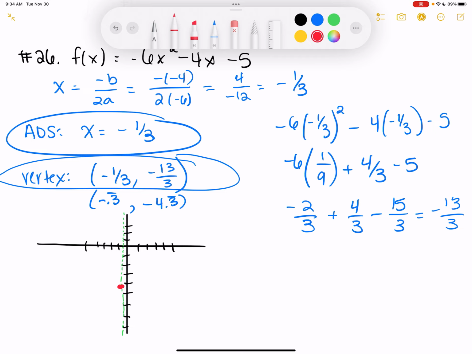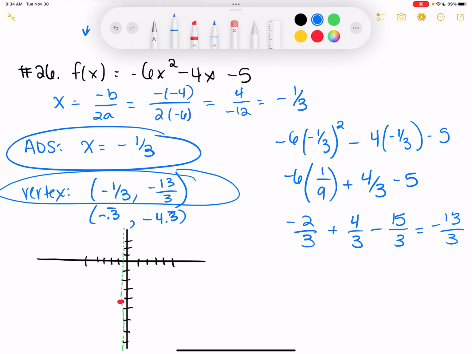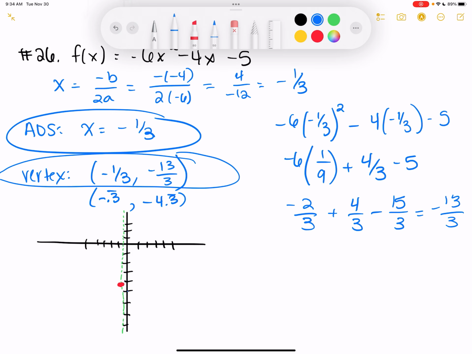And since 0 is an option, I'm going to use 0 to get my other point. So plugging in 0, I'm left with negative 5. So there's a point. Now you have to remember, it's really hard. Unless you really spread your graph out, you're working with a really small amount of space. So remember, you're only 1/3 away from 0 on the right, so you're only going 1/3 away on the left. So it's really, really close there. And then just connect them.